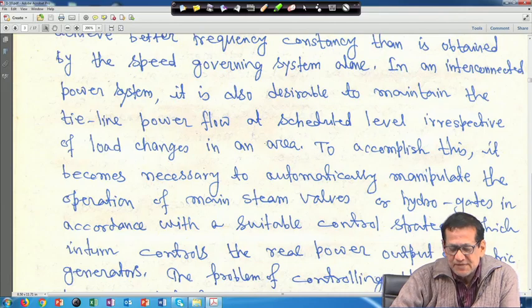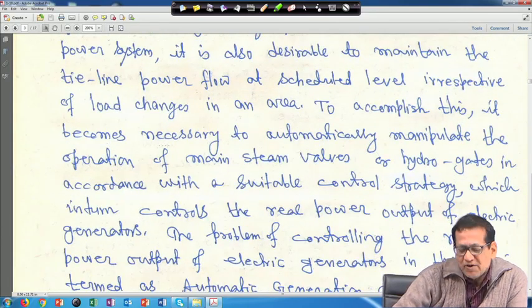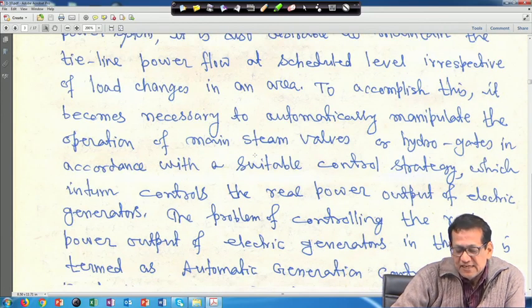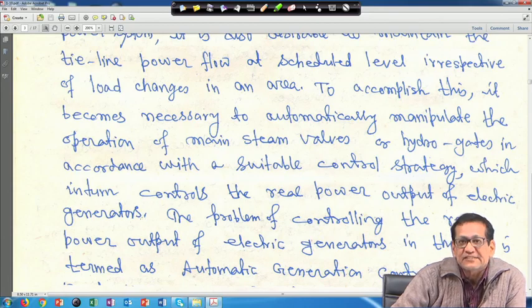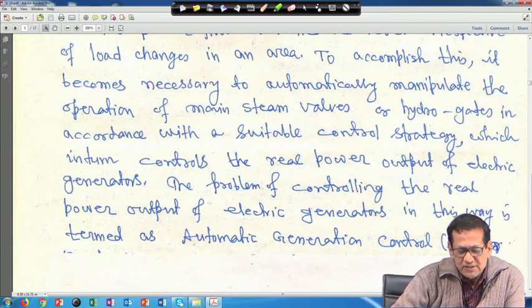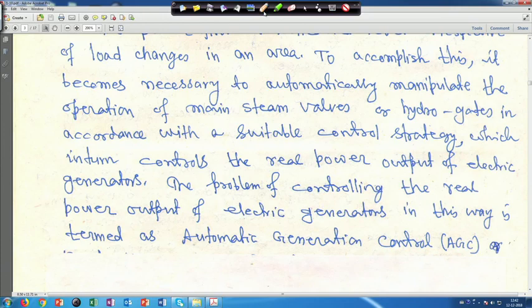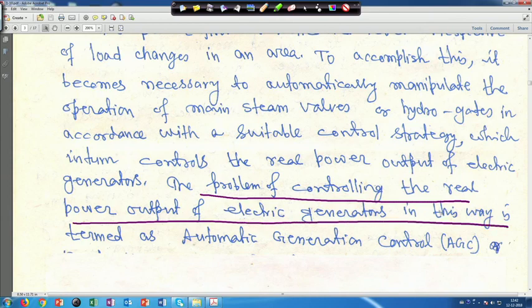To accomplish this, it becomes necessary to automatically manipulate the operation of main steam valves in case of a steam power plant, or hydro gates in case of a hydro power plant, in accordance with a suitable control strategy, which in turn controls the real power output of electric generators. The problem of controlling the real power output of electric generators in this way is termed automatic generation control. This is a kind of definition.